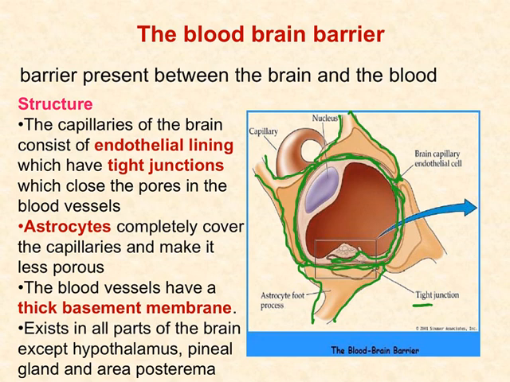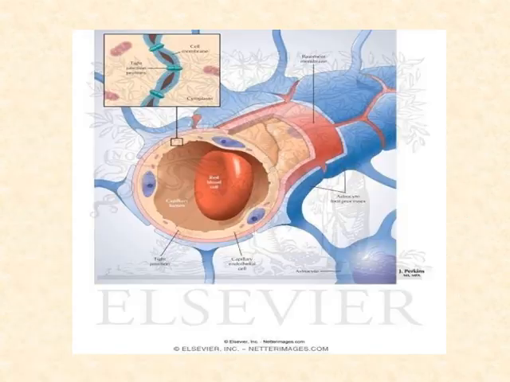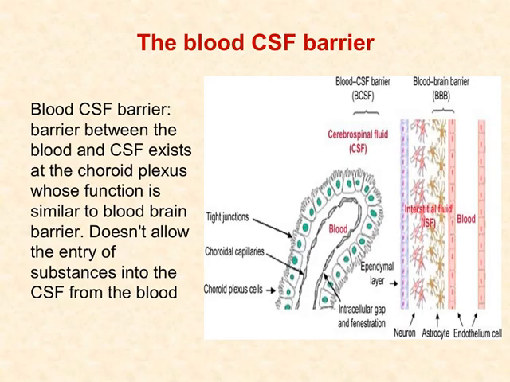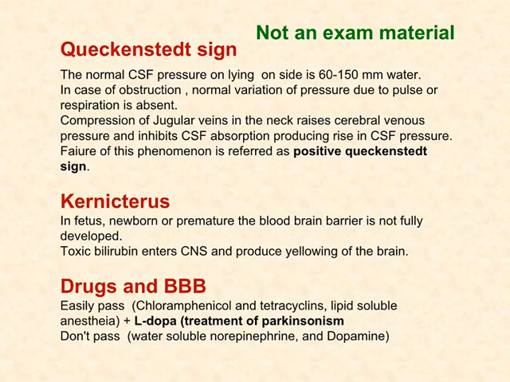Now you may ask why the CSF is not mixed with the venous blood in the superior sagittal sinus, for example. That's because we have what's called the blood-CSF barrier. The blood-CSF barrier lies between the blood vessels and the CSF, at the choroid plexus. And this barrier is similar to the blood-brain barrier in function. So it protects the CSF from the materials inside the venous blood in the superior sagittal sinus.